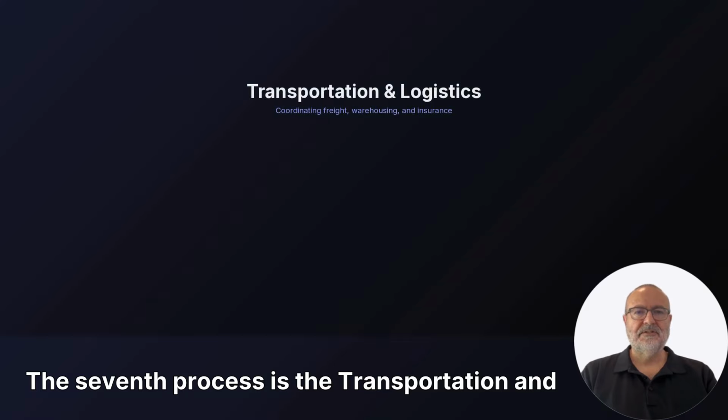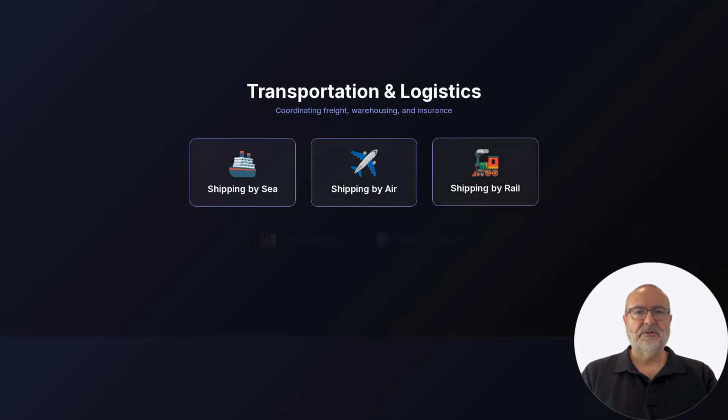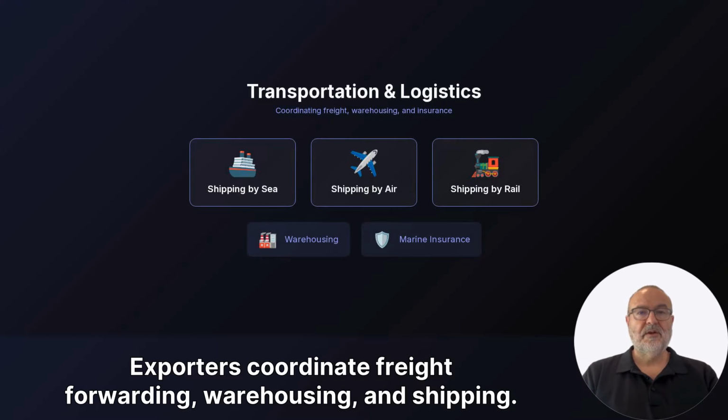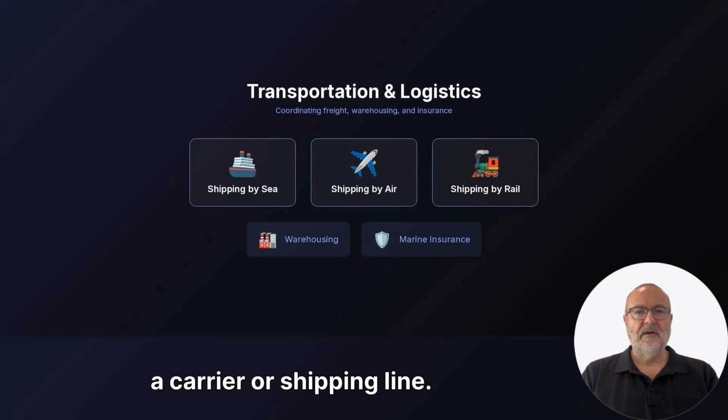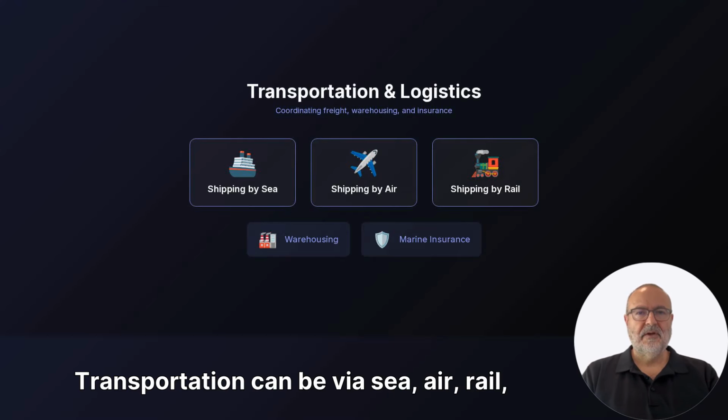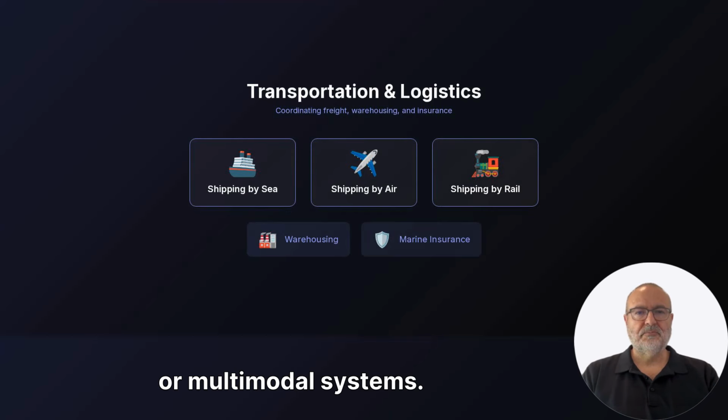The seventh process is the transportation and logistics. Exporters coordinate freight forwarding, warehousing, and shipping. This includes arranging marine insurance and selecting a carrier or shipping line. Transportation can be via sea, air, rail, or multimodal systems.